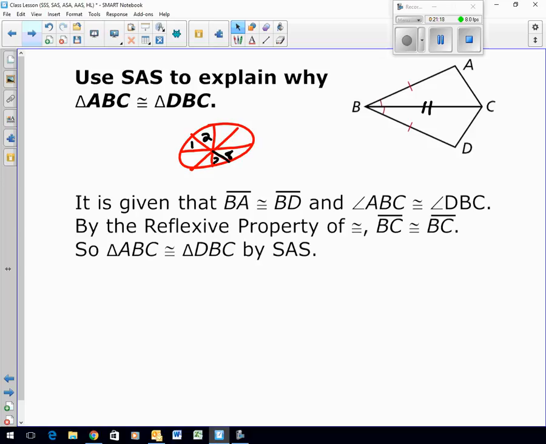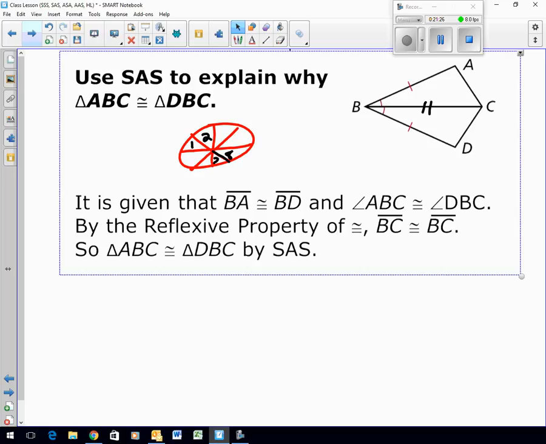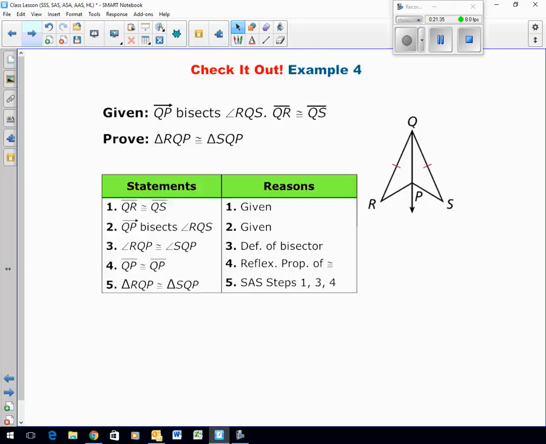And then I've got side, angle, side, with an included angle. Side, angle, side is one of my 5 congruency theorems. This is what we'll be getting to.